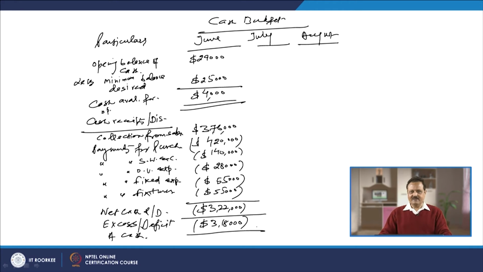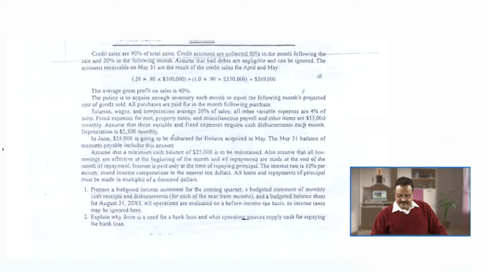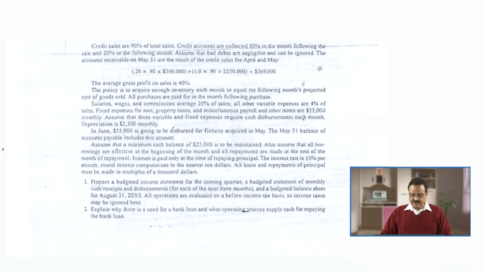Now, from where will this amount come? If you want to carry on the business, you have to arrange $318,000, and this amount will come from borrowings from the bank. The information is given very clearly in the case, if you read it carefully: minimum cash balance required is $25,000 to be maintained at all times. Assume that all borrowings are effective at the beginning of the month and all repayments are made at the end of the month of repayment. It means we can borrow for the negative balance. If we have to pay more than the collections, then the amount can be generated by borrowing.